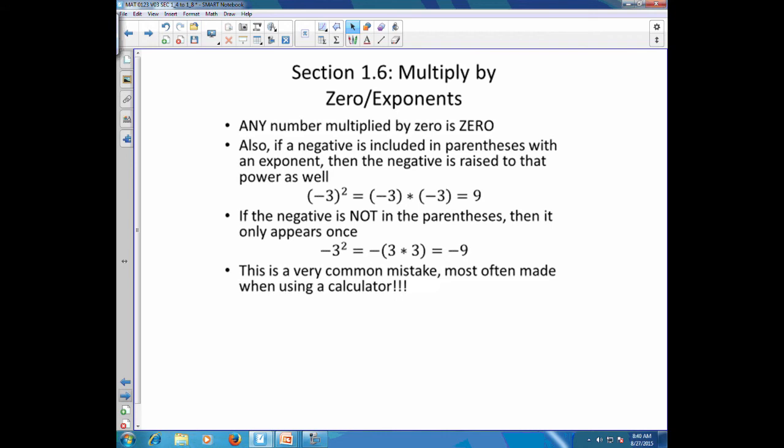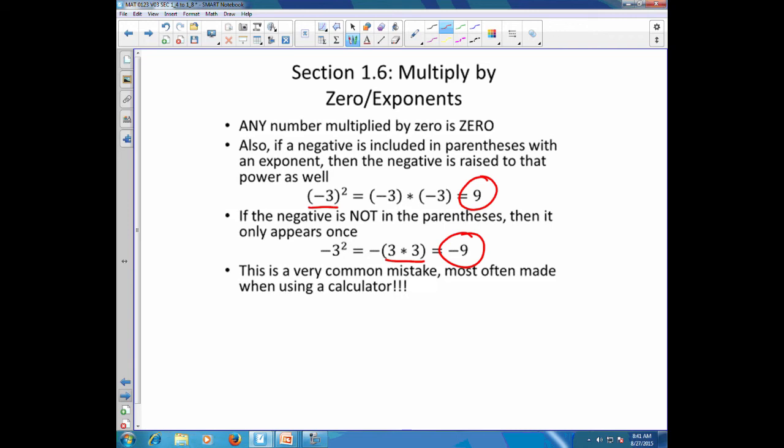When we're dealing with 0, anytime you multiply a number by 0, the answer is 0. Also, if we have a negative included in parentheses with an exponent, then the negative's raised to that power as well. So we have negative 3 squared within the parentheses. The negative 3 is contained in the parentheses. Then that just means negative 3 times negative 3, which will give you positive 9. If the negative's not in the parentheses, then it only appears once. And that minus sign will just be negative 3 times 3. And so that would give you negative 9.